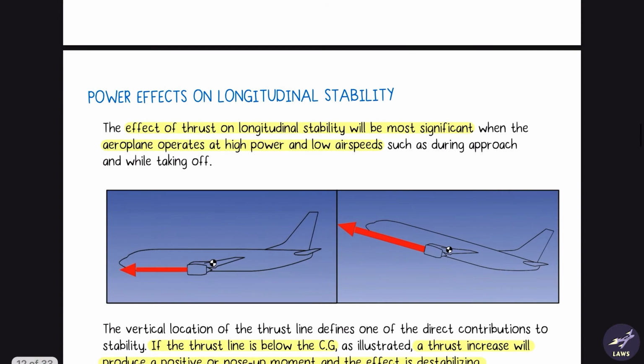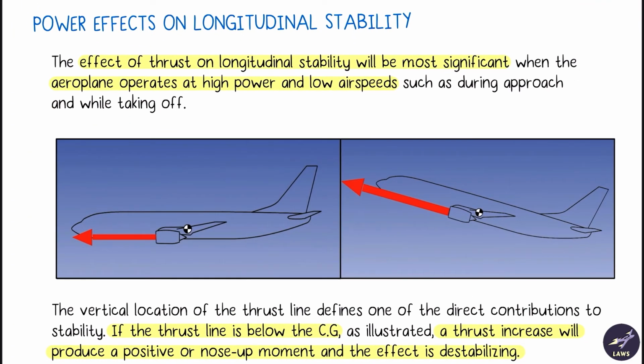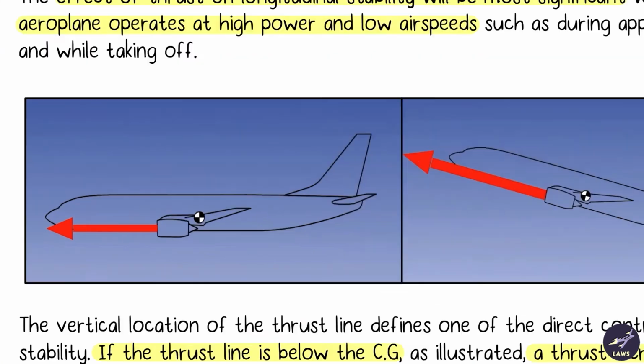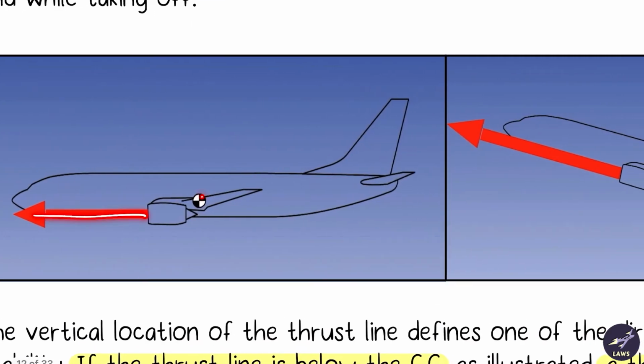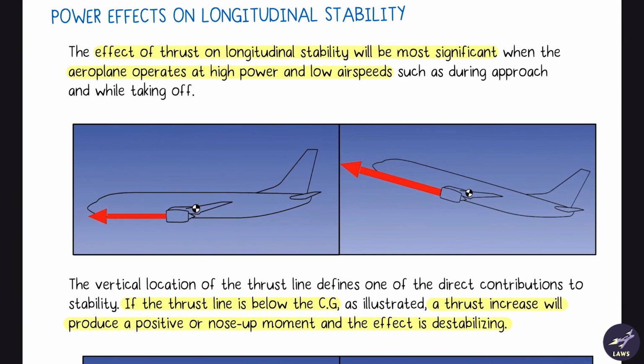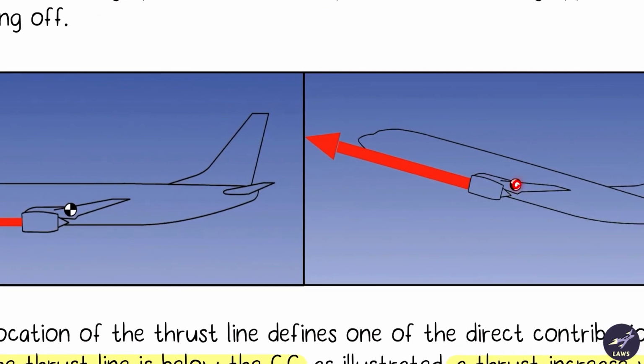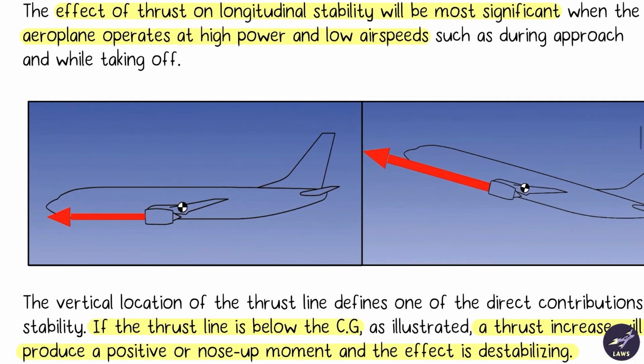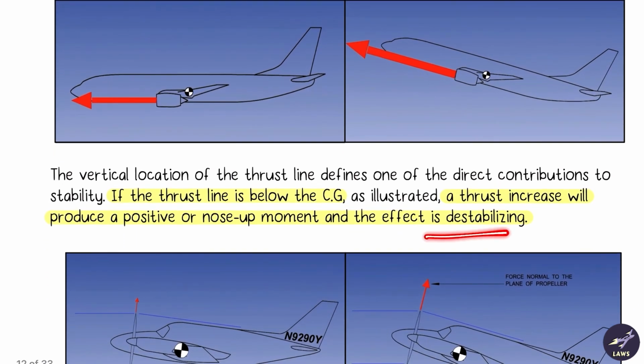Next we have power effects on longitudinal stability. The effect of thrust on longitudinal stability will be most significant during high power and low airspeeds, which is the case during takeoff and during approach. This happens because the thrust line is below the center of gravity. So it has a nose up pitching tendency due to this. If I can show you, it has a tendency like this to pitch up. So it is destabilizing.